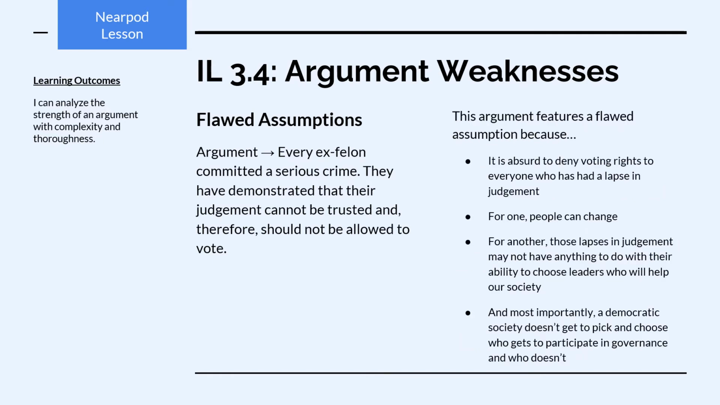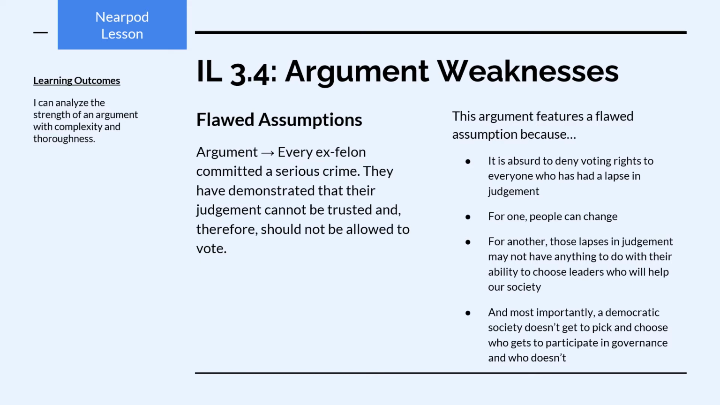This argument features a flawed assumption because it is absurd to deny voting rights to everyone who has had a lapse in judgment. For one, people can change. For another, those lapses in judgment may not have anything to do with their ability or inability to choose leaders who will help our society.